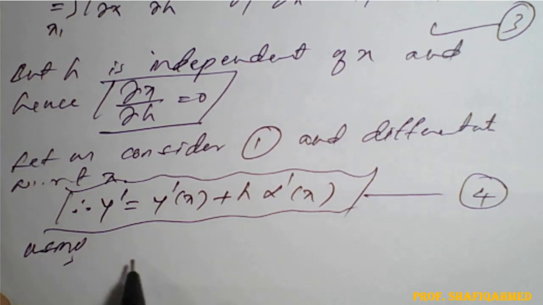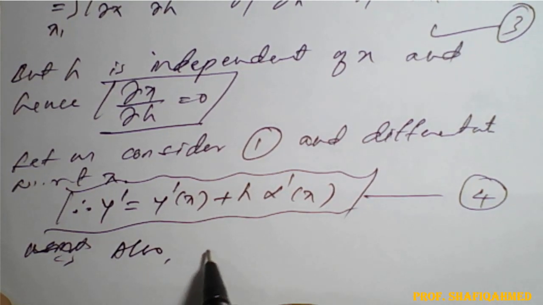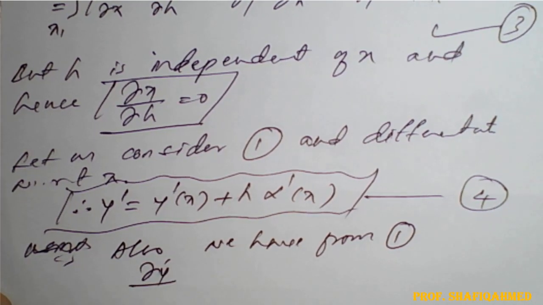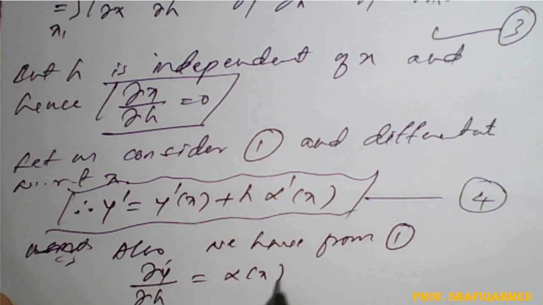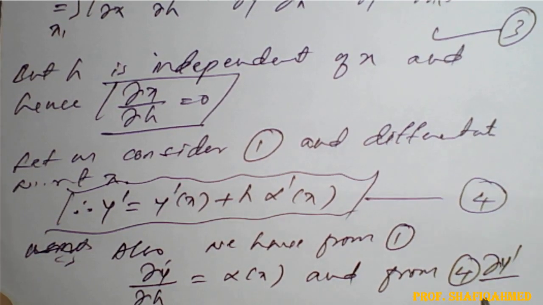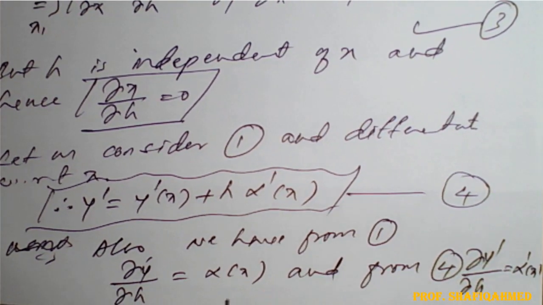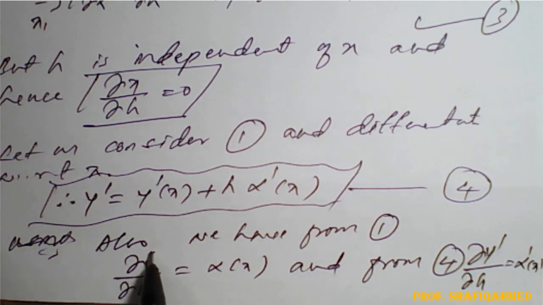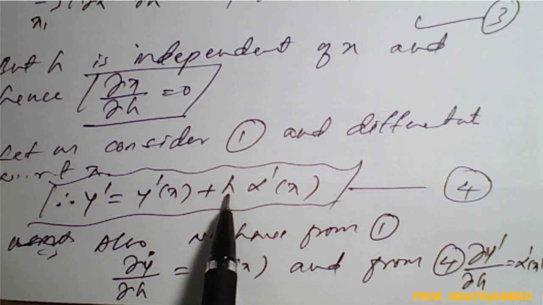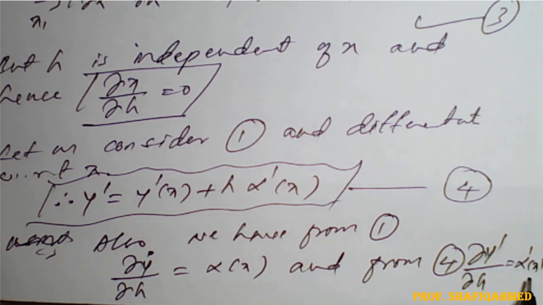Or else what we'll do here before using, we have from 1 that is ∂y/∂h is equal to alpha(x), and from 4 we have ∂y'/∂h is equal to alpha'(x). So from equation number 1 we get ∂y/∂h is equal to alpha(x), and from equation number 4 we get ∂y'/∂h is equal to alpha'(x).